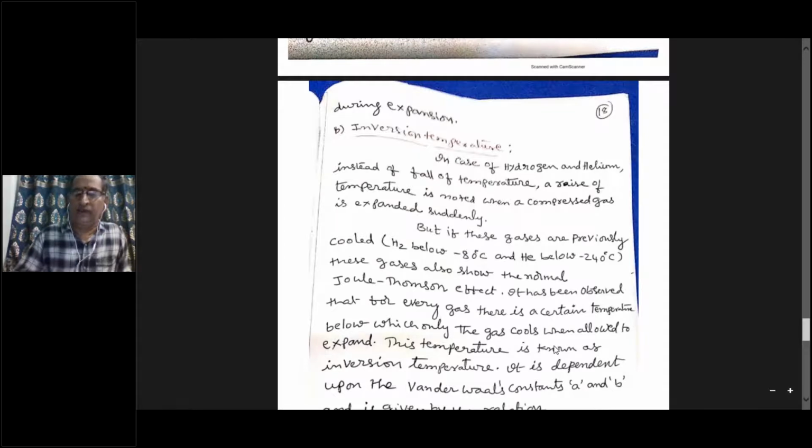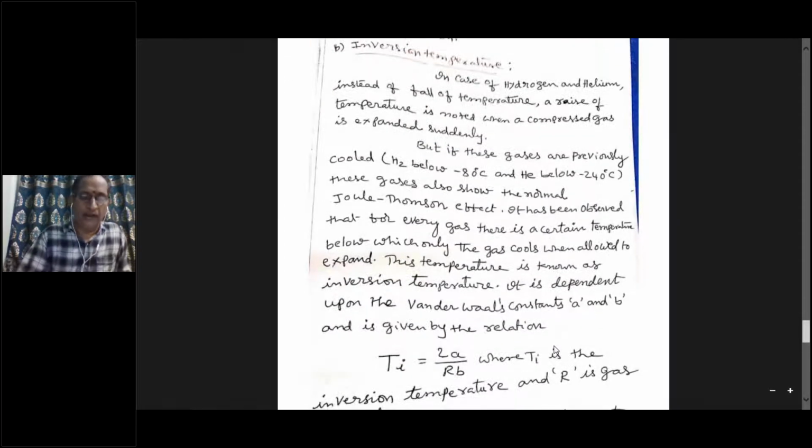This inversion temperature is dependent upon van der Waals constants a and b. We all know that the van der Waals gas equation is (P + a/V²)(V − b) = RT, where a and b are called van der Waals constants. This inversion temperature, represented as Ti, is given by the equation Ti = 2a/Rb, where a and b are van der Waals constants.